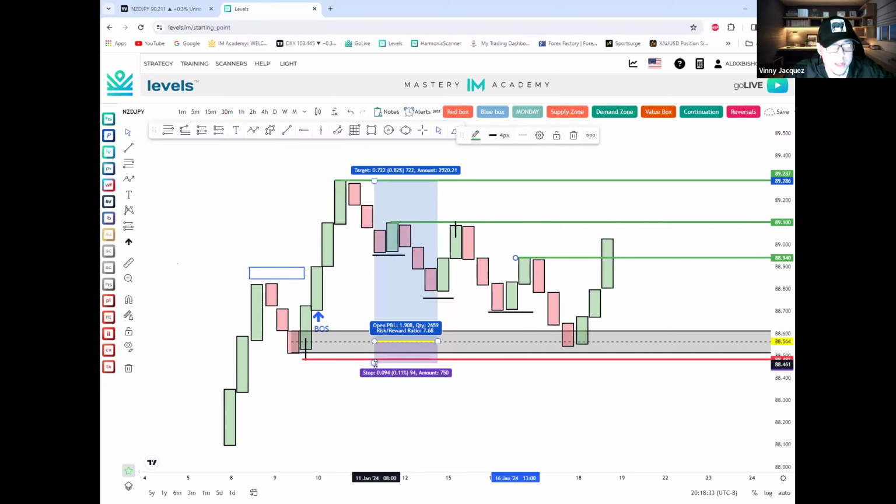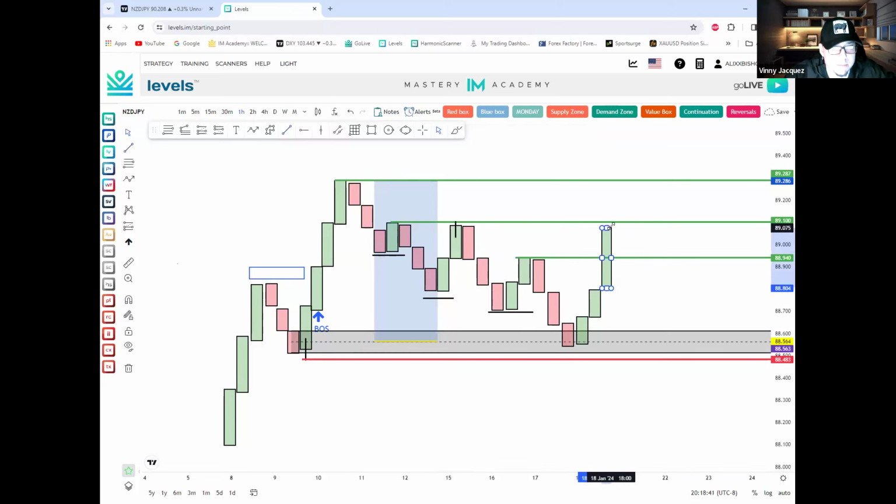Boom, market's going our way. We should already be at some type of break even. Market hit our take profit one. Boom, we partial out. Let's actually just draw another candle. Market hits take profit two. We partial out a little bit more, right? So we just hit take profit one, take profit two.